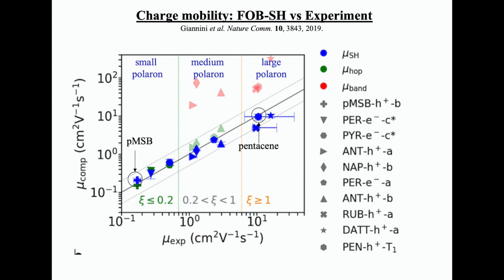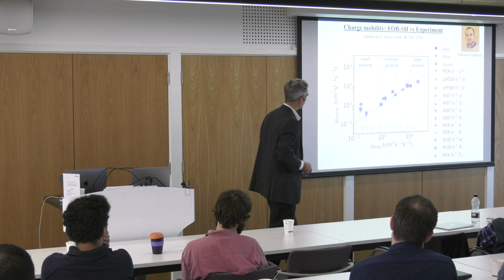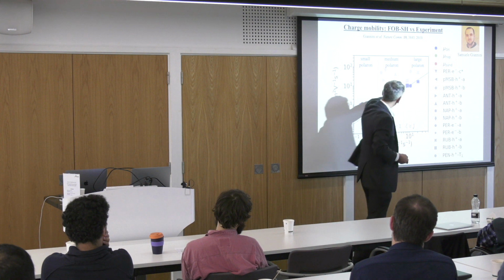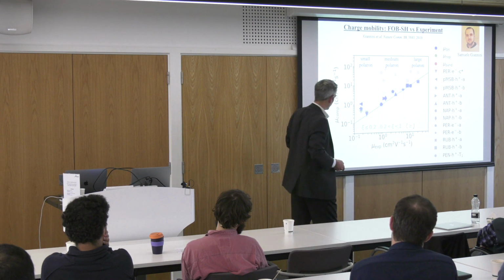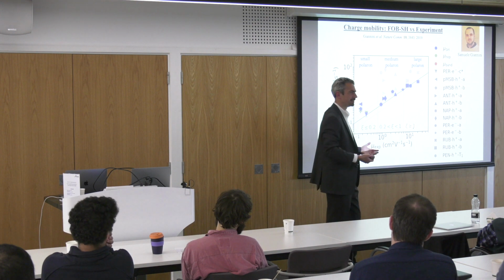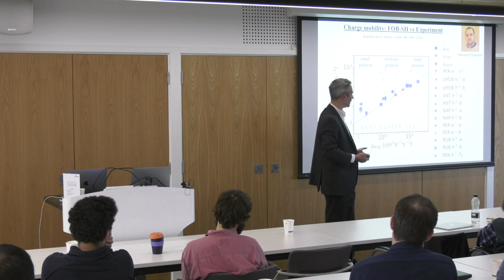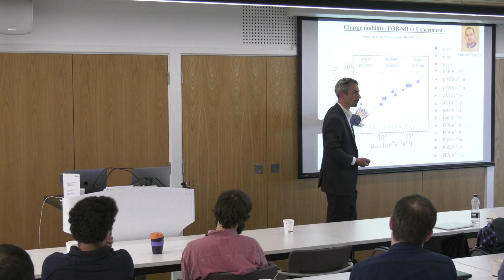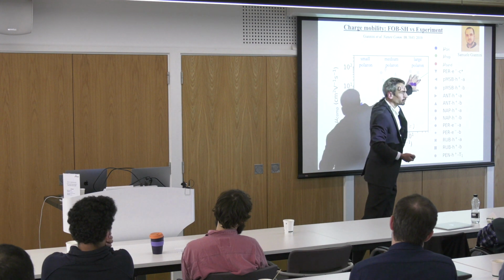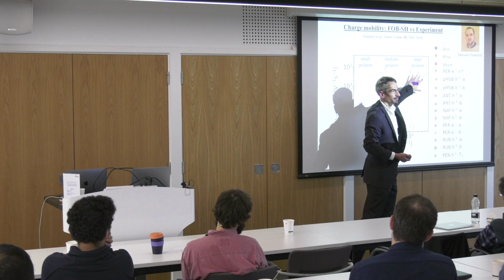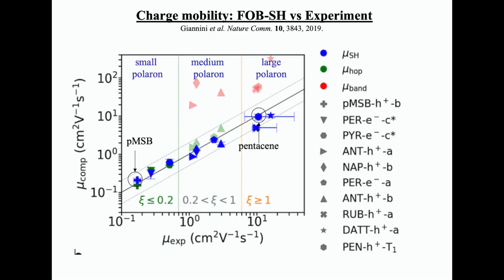I should have put some error bars. So for some of the experimental values, we have pretty large error bars. But on average, you can see that the trend is pretty good. So we can couple with this method two pretty different regimes: the hopping regime on one hand, and the large polaron regime on the other hand. This is not easy to do with standard theory. Even transient localization is usually good here and here, but maybe not so good here.